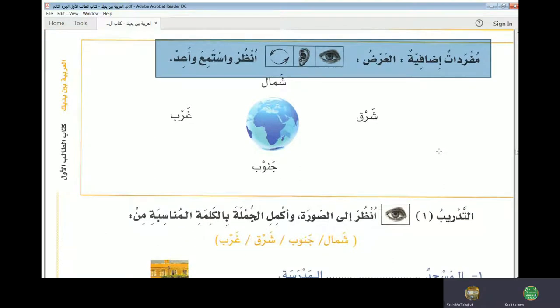What's the meaning of mufradat? Mufradat: vocabulary, extra vocabulary, some more vocabulary. Mufradat idafiya: some more vocabulary. Okay, I just need to keep the extra vocabulary.